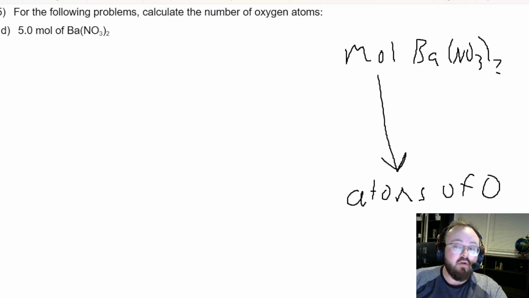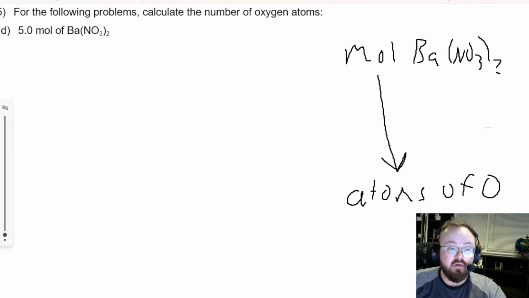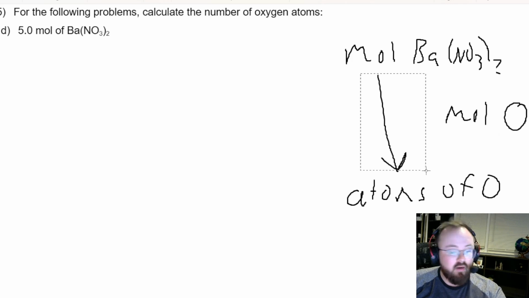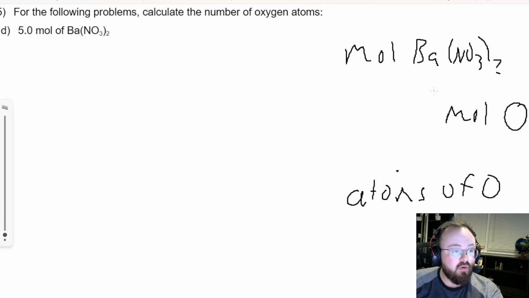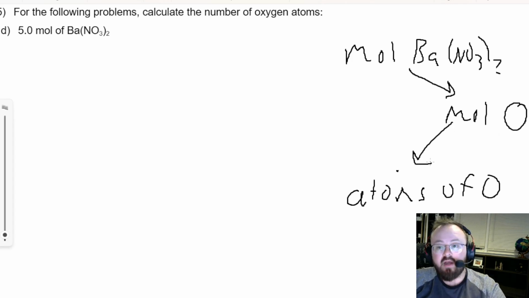Okay, so we cannot go from moles of barium nitrate directly to atoms of oxygen. Just like with our last example, we have to take a detour. We have to use that intermediary where we have barium nitrate, which is our apples, and oxygen, which is our oranges. And so our intermediary is moles of oxygen. Instead of going straight there, we're going to go from moles of barium nitrate to moles of oxygen, and from moles of oxygen to atoms of oxygen.